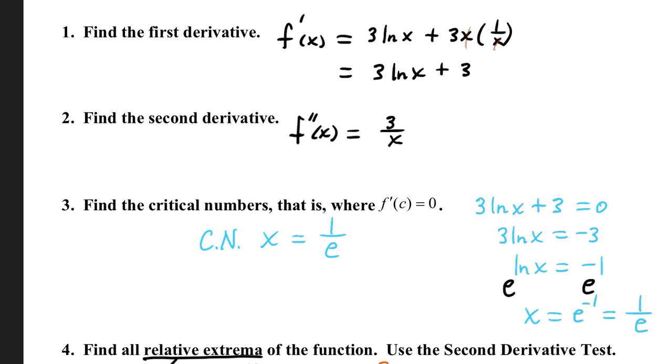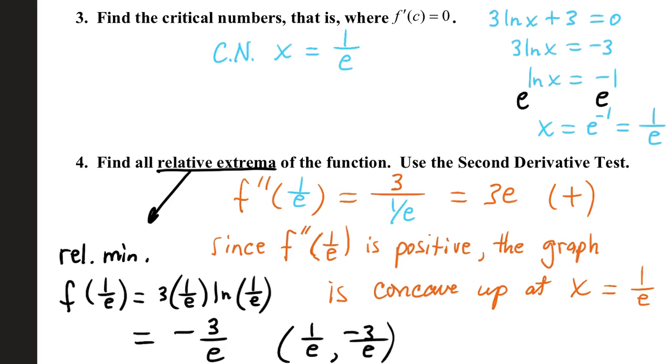To solve for x, we have to exponentiate with e. e and natural log are inverses, so they'll cancel one another. When we exponentiate both sides with e, we get x equals e to the negative 1. You can also write that as 1 over e. So our critical number is when x equals 1 over e.